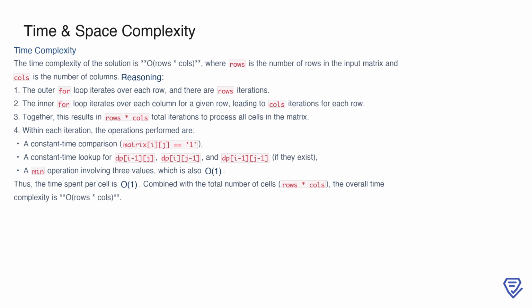Checking if the current cell contains a 1, retrieving values from the dp array, and calculating the minimum of 3 numbers all require O(1) time. Since these operations are performed for each of the rows * cols cells, the overall time complexity is O(rows * cols). This efficient scaling ensures we process the matrix in a time proportional to its size.